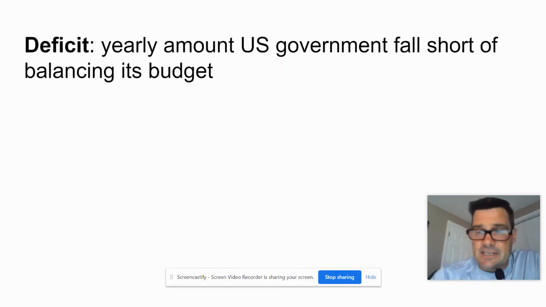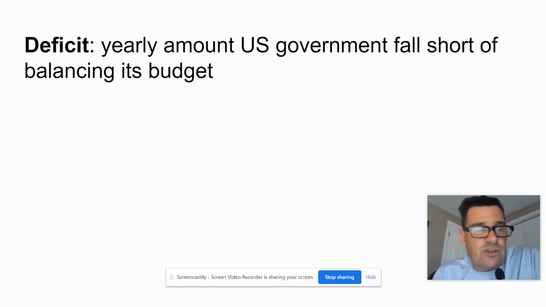All right, so the deficit, that's the yearly amount the US government falls short of balancing its budget. So what does that mean? They take in $3 trillion in taxes, they spend $4 trillion, the deficit is $1 trillion. So how much more did they spend than they take in?